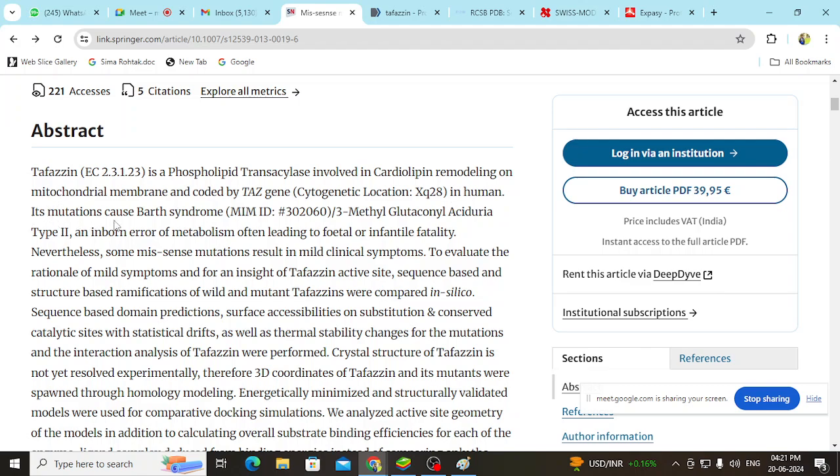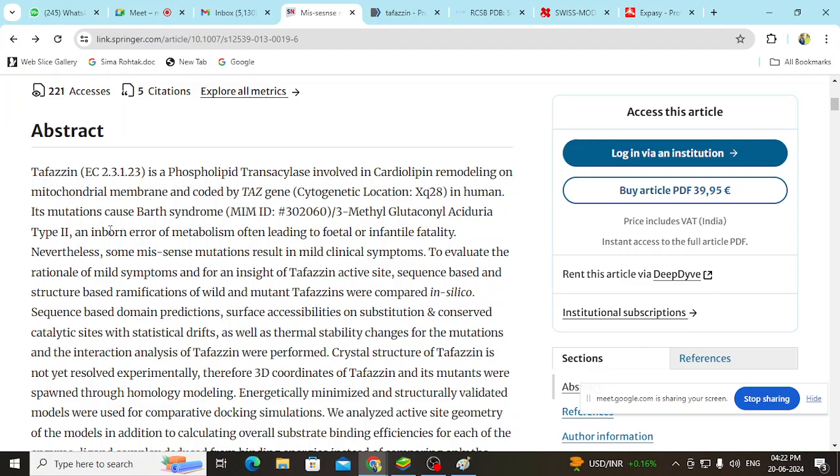Now, what else? The mutation of this protein causes a disease called Barth syndrome. Barth syndrome also has a complete name: 3-methylglutaconic aciduria type 2. Barth syndrome is the name proposed by a scientist called Barth, but classically the name of the disease is 3-methylglutaconic aciduria type 2. That means the patient will release a metabolite, the 3-methylglutaconic compound, in the urine of this patient.